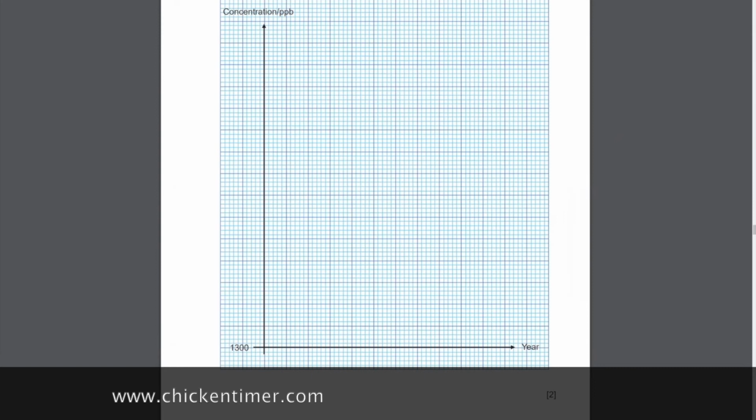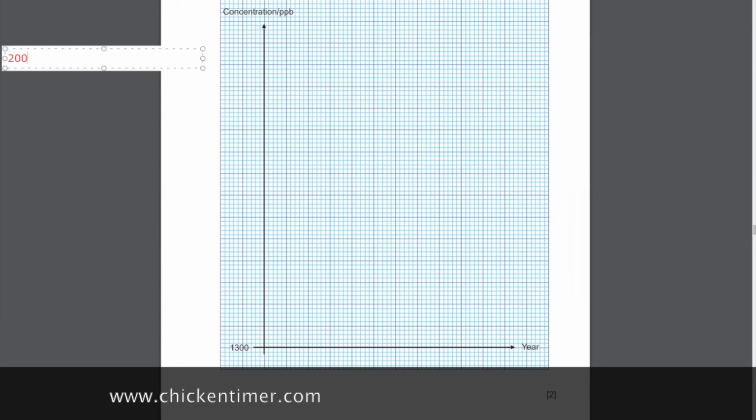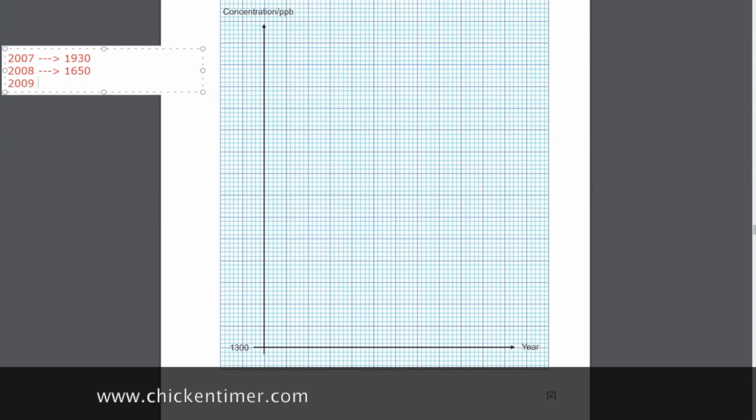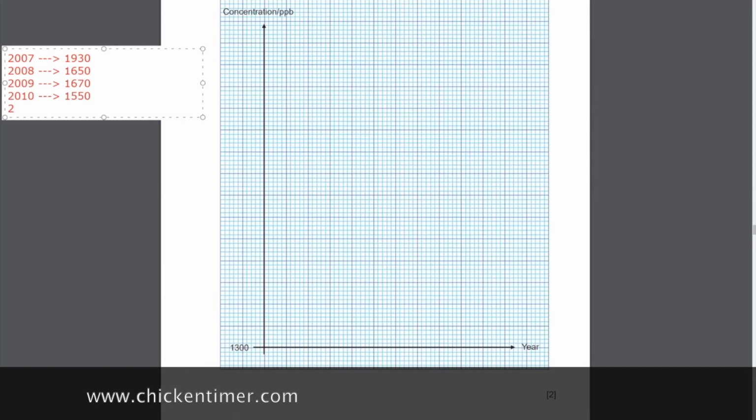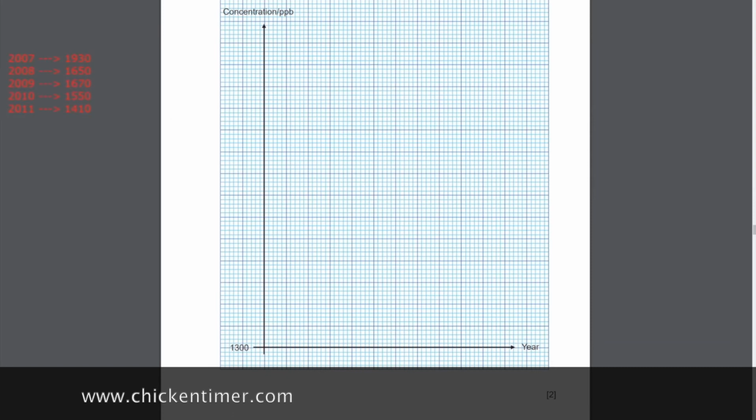Last, okay, let me type out the data. 2007 is 1930. 2008 is 1650. Then 2009 is 1670. 2010 is 1550 and 2011 is 1410. Okay, then you're supposed to plot. The one on the right is the concentration, the one on the left is the year.